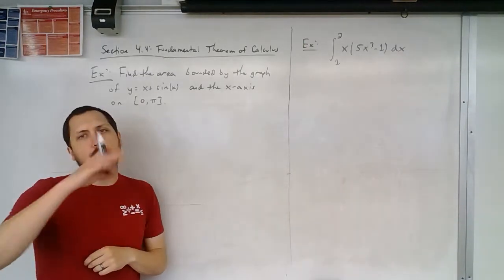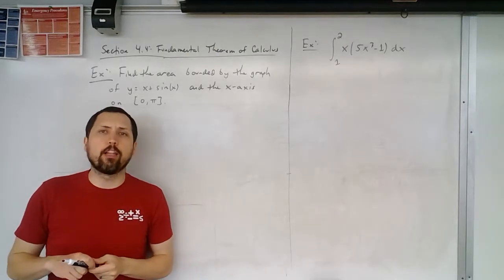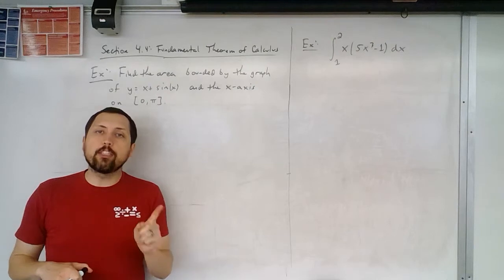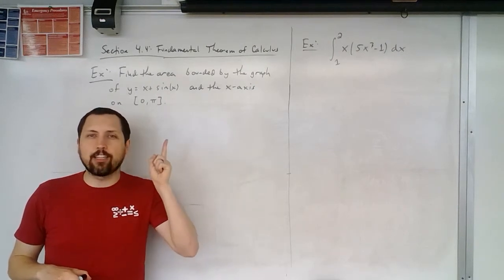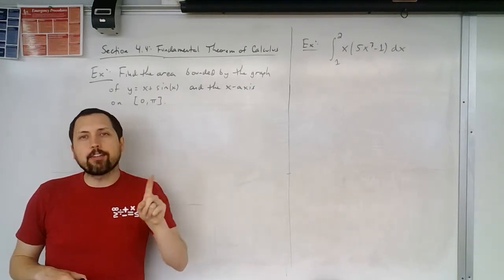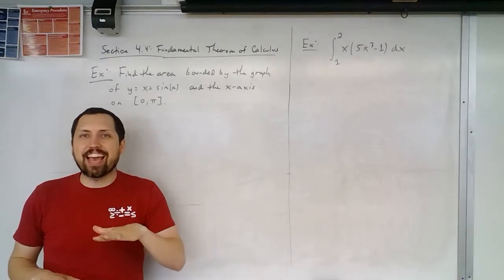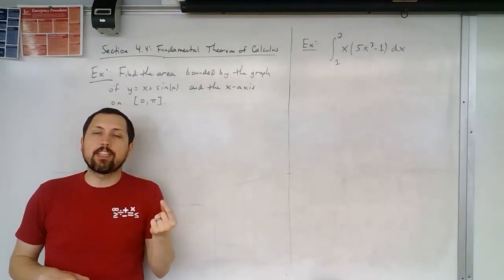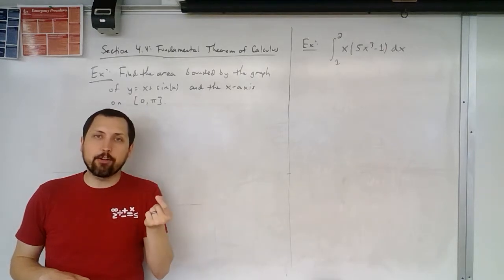So you could draw the picture of x plus sine x if you know what that looks like. You probably don't. We don't even need to know that. We just need to know, what is this even asking for? How do I find the area between a function and the x-axis? So what we should be thinking of is that we want a definite integral.